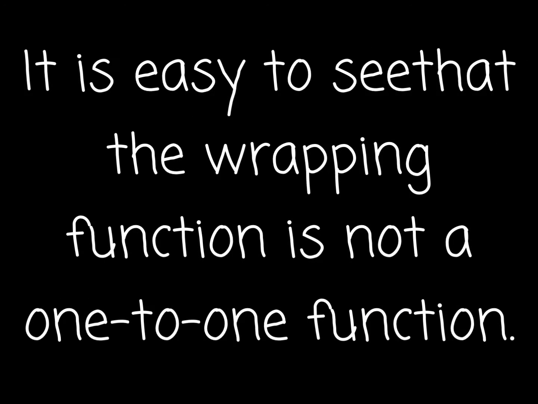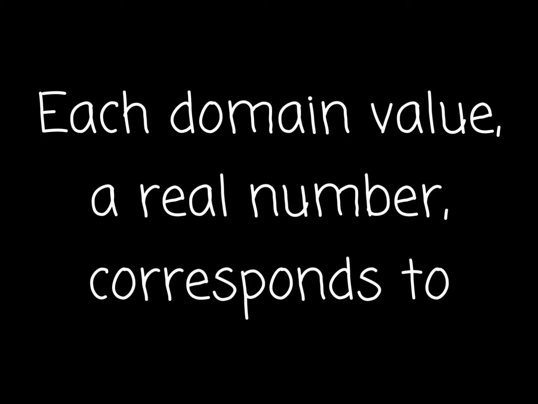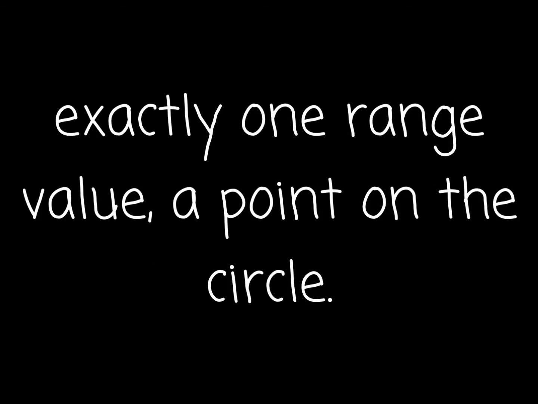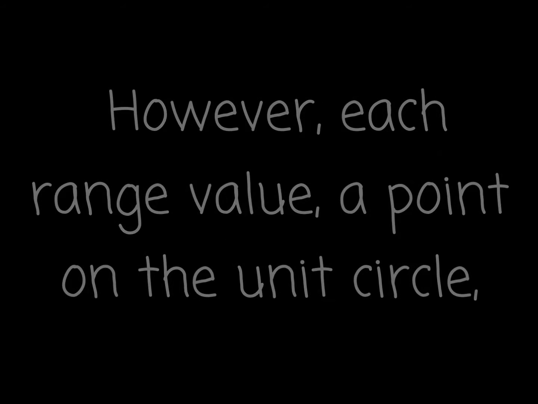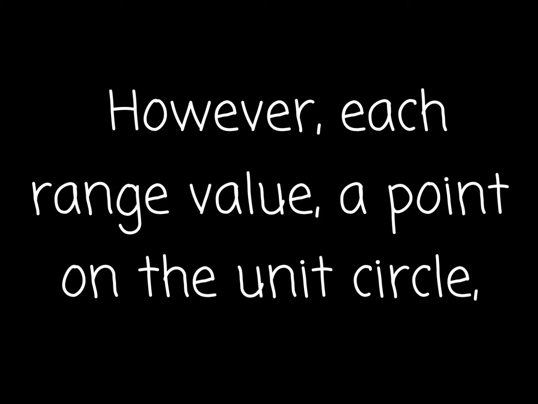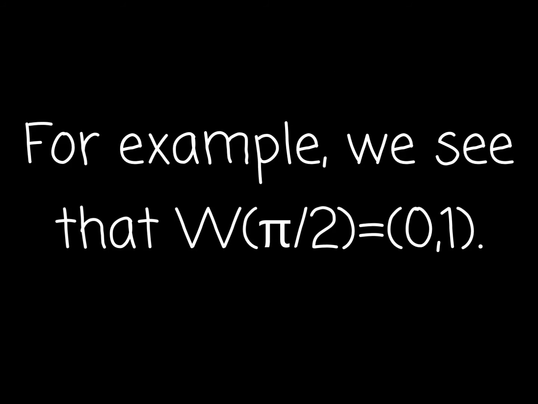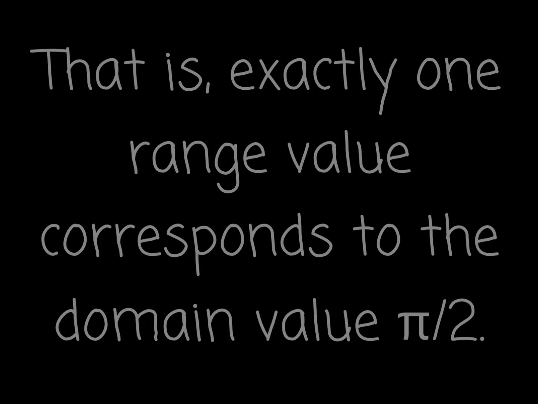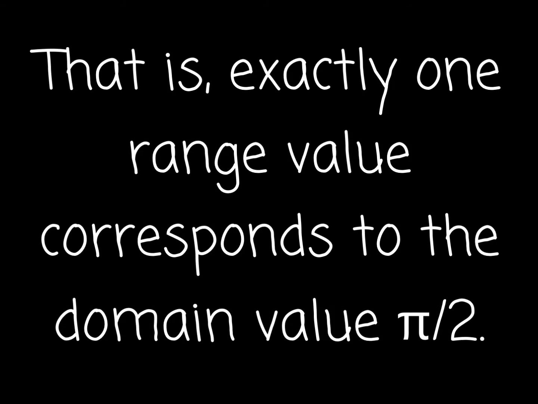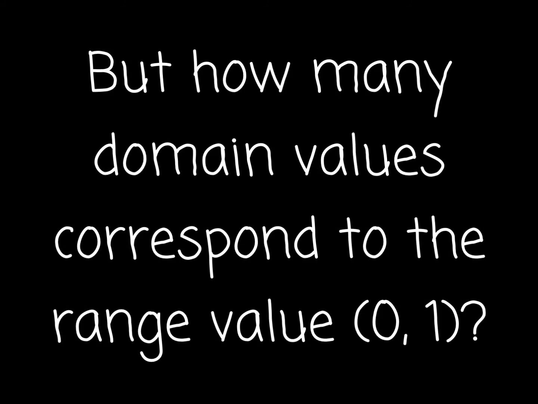It is easy to see that the wrapping function is not a one-to-one function. Each domain value, a real number, corresponds to exactly one range value, a point on the circle. However, each range value, a point on the unit circle, corresponds to infinitely many domain values, or real numbers. For example, when x equals pi over 2, its coordinate is (0, 1). That is, exactly one range value corresponds to the domain value pi over 2. But how many domain values correspond to the range value (0, 1)?